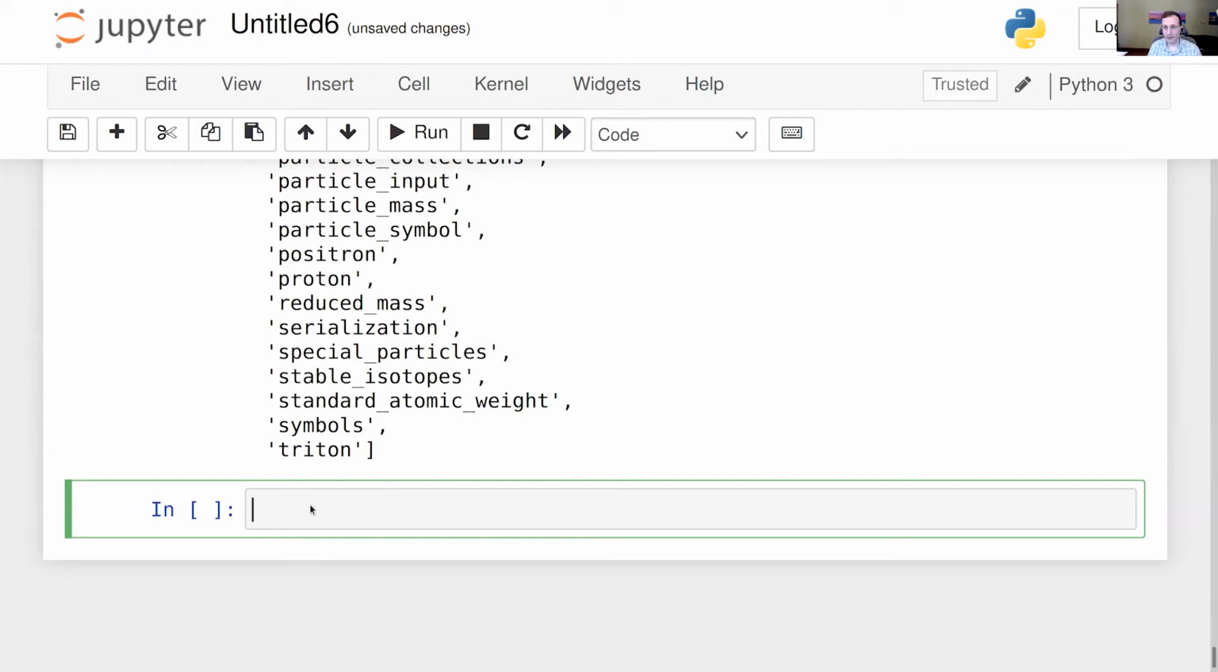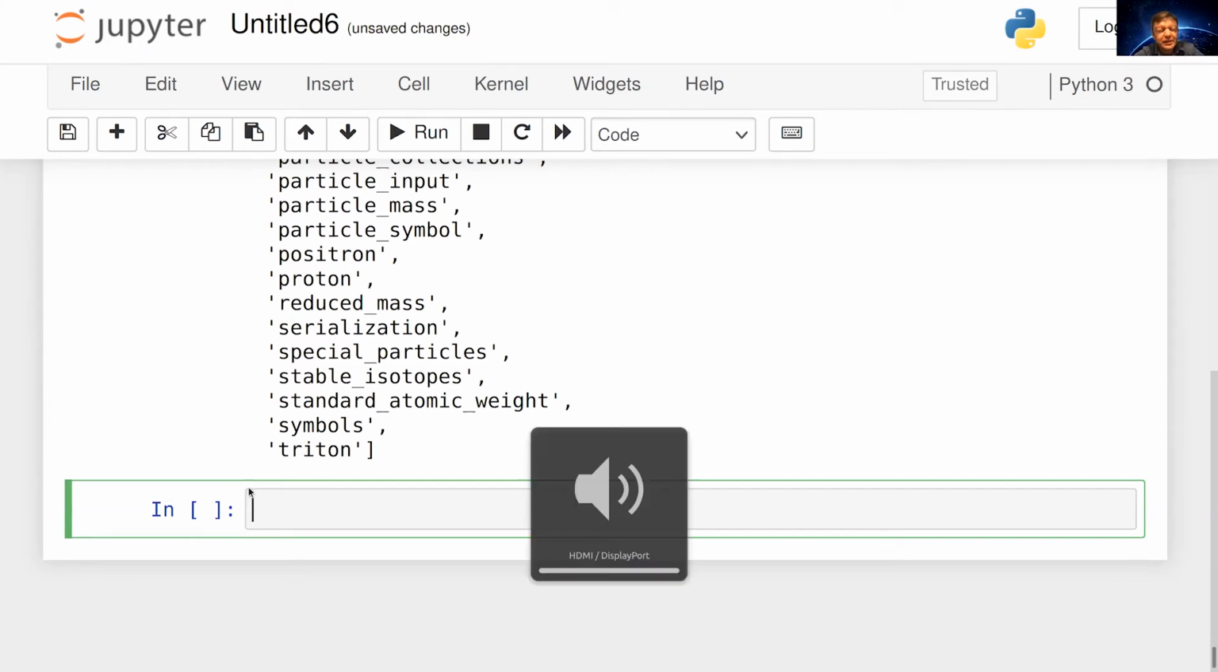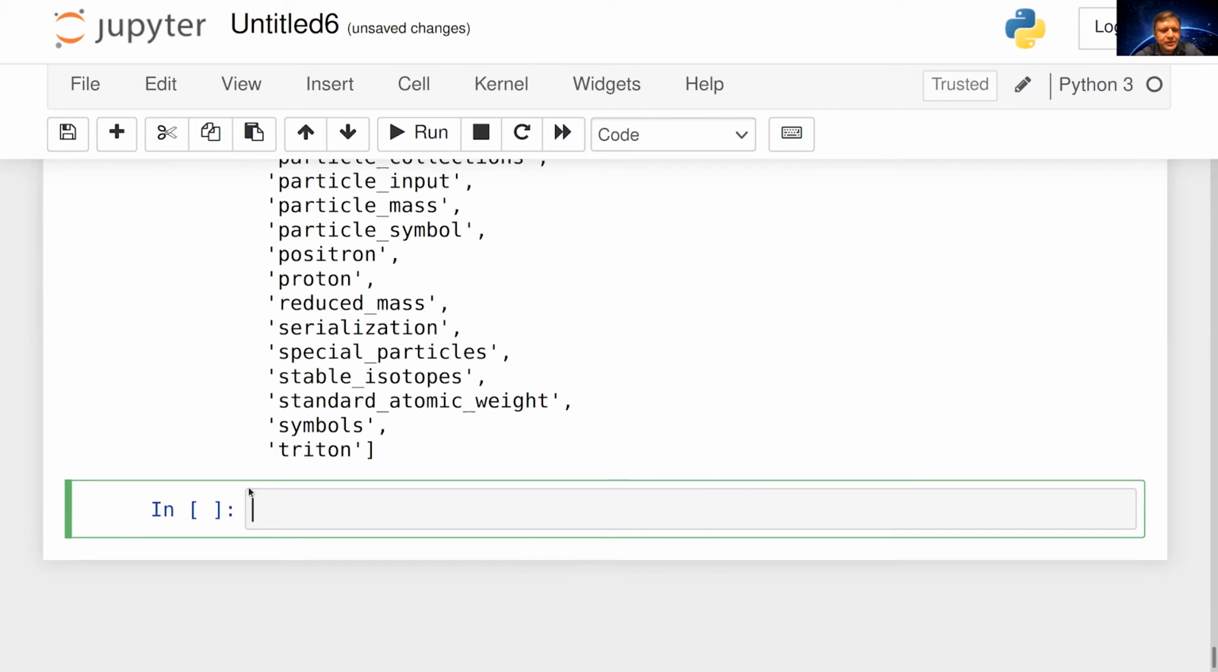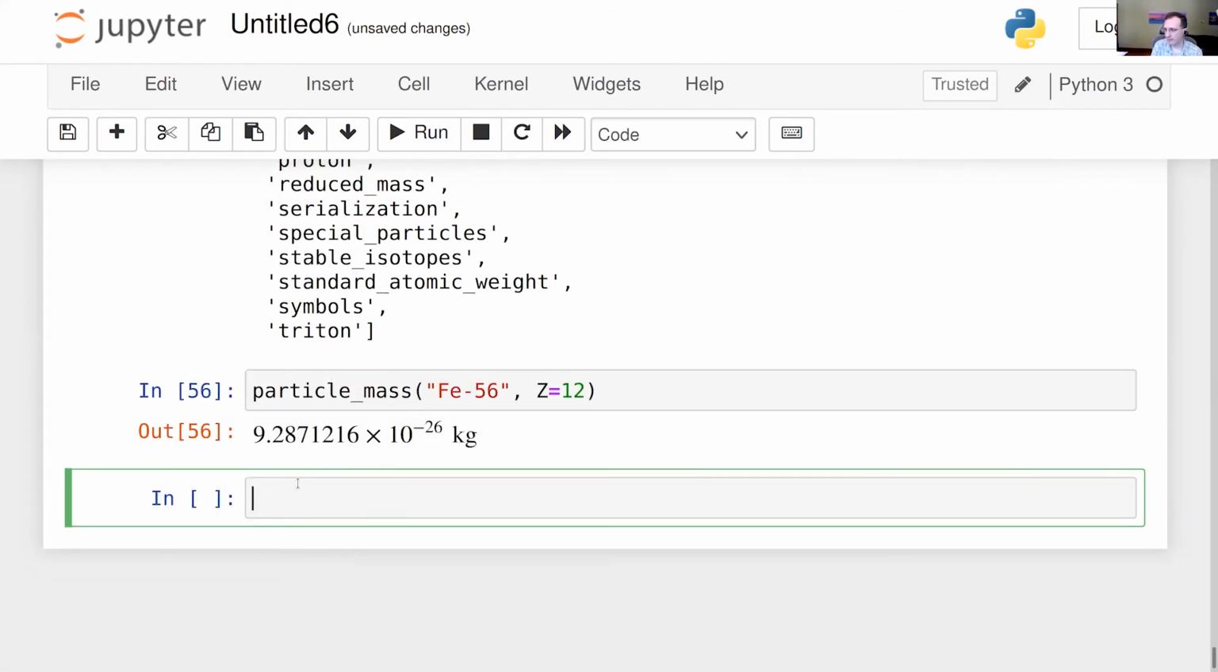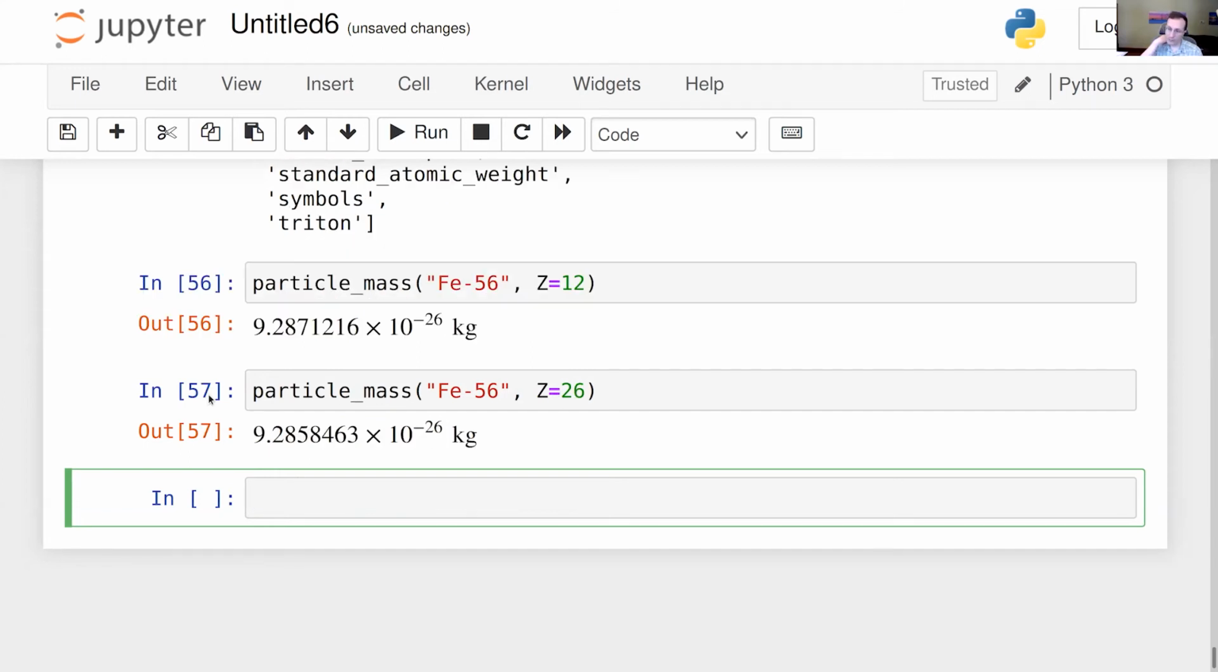All right. A question. Oh, sure. So I had not thought of this previously because I usually neglect the electron mass, but are you saying you get a different mass depending on the Z value? I'm sorry, based on the charge? Oh, yes. So if we do particle mass of iron 56, Z equals 12, we get something that's slightly different from particle mass of Fe 56, Z equals, let's say 26. So it does take into account the electron mass.